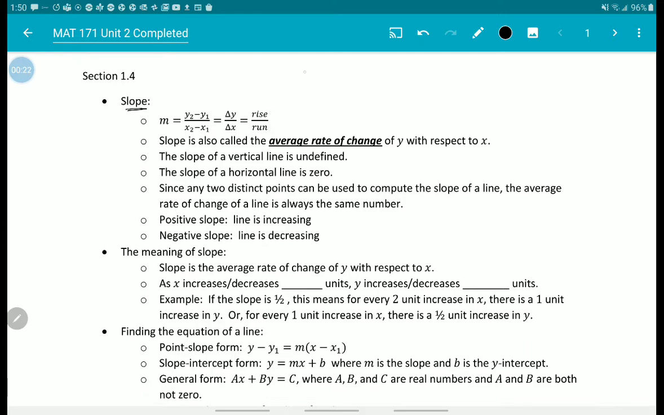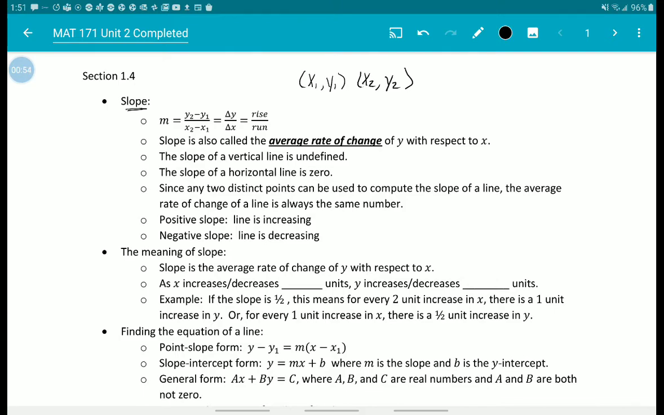So if we were to take ordered pairs and label them x1, y1, and x2, y2, then the slope is going to be the difference in the y's over the difference in the x's. And we could write it as y2 minus y1 over x2 minus x1. Remember, it doesn't matter whether we switch which point we call the first point and which one we call the second point. Slope is also called an average rate of change. So those words are actually used interchangeably in mathematics.